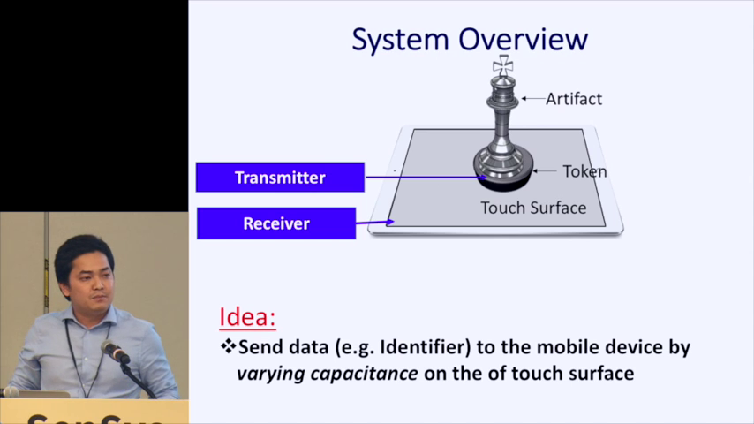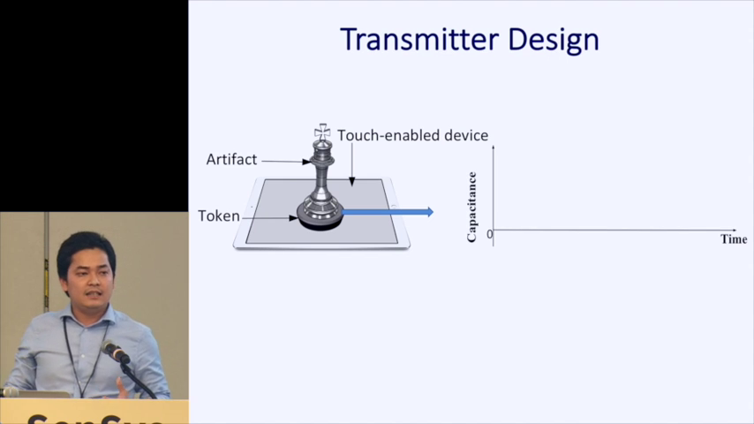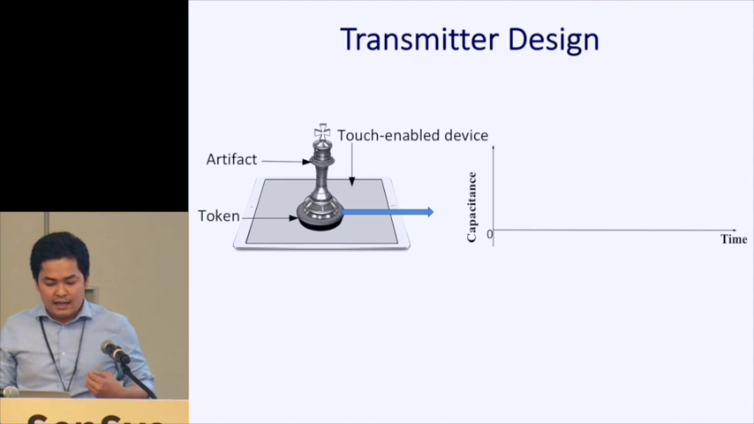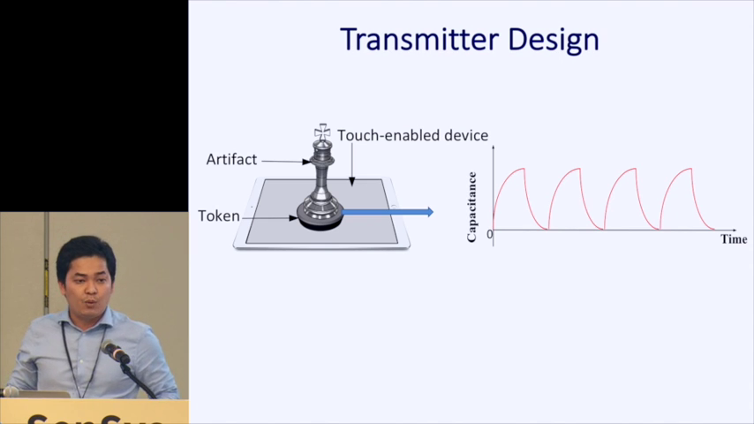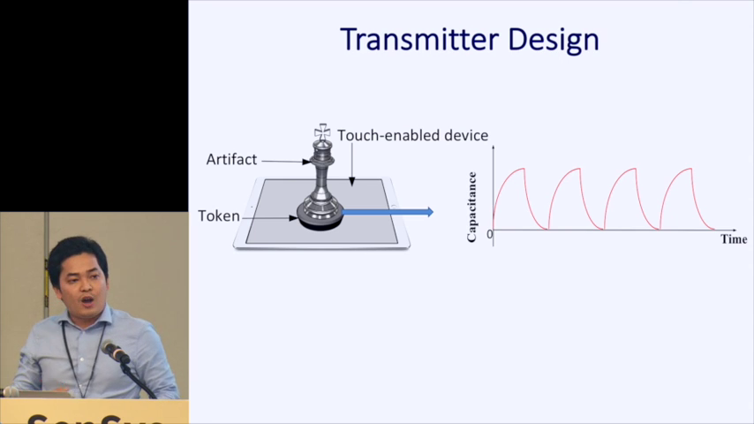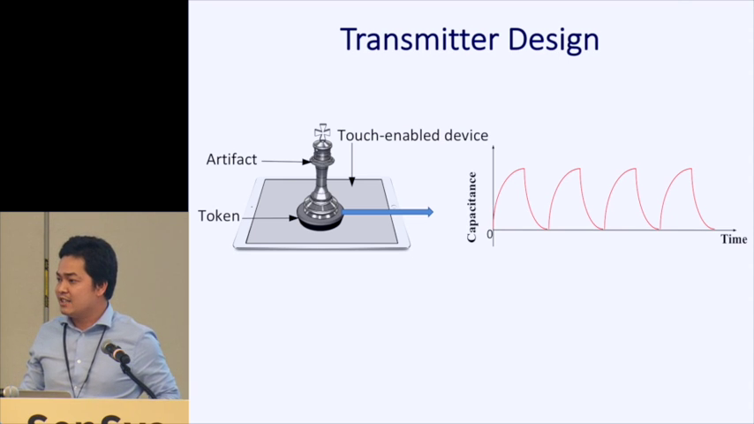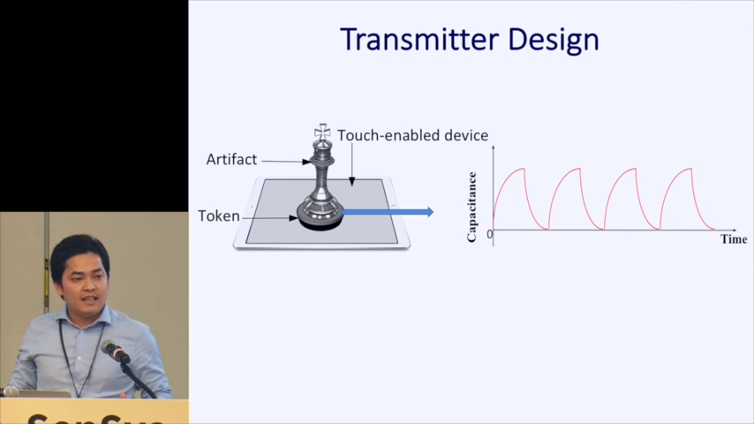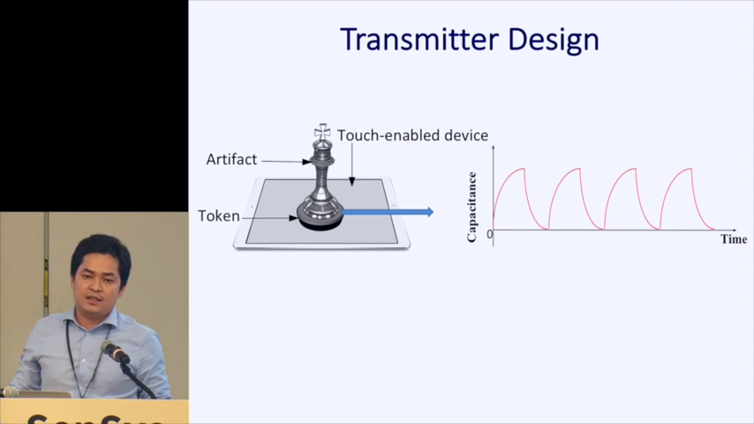So let's talk in a little more detail about how we design the transmitter and receiver. For the transmitter side, the key idea is that we create a capacitance variation on the surface of the touchscreen, which is measurable by the capacitive touch surface. To deploy this, we only need to implement a very simple switching mechanism where we connect and disconnect additional capacitance sources. In our study, the additional capacitance source can be the human skin or an electronic capacitor.